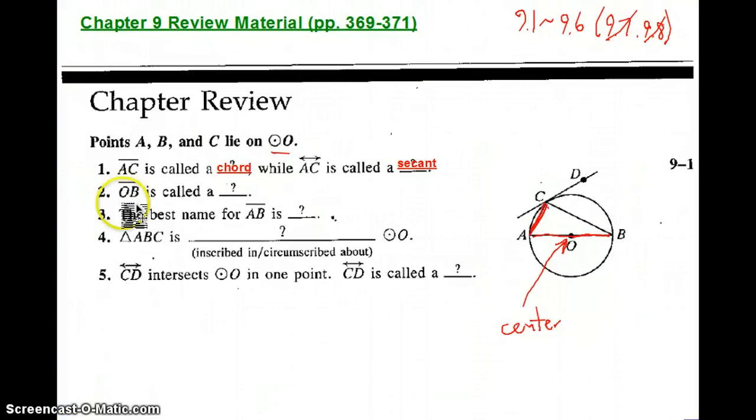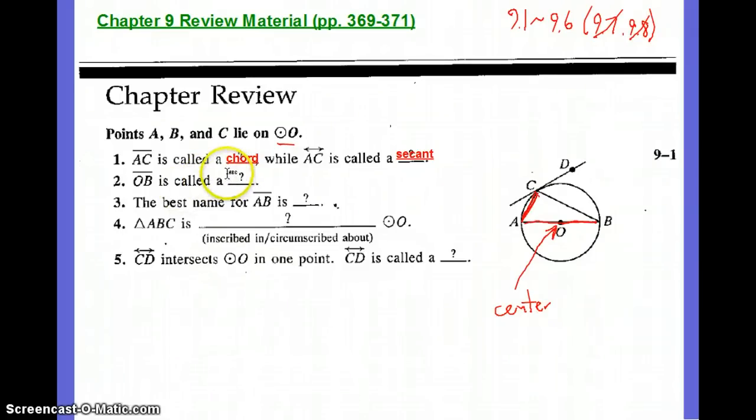Okay, OB, that's what I was talking about before. OB is called a radius. It's hard to type when people are watching you. The best name for AB, the segment, that's this one over here. Well, we'd call that a diameter, wouldn't we? No big surprise there. Okay, we're supposed to circle one of these.